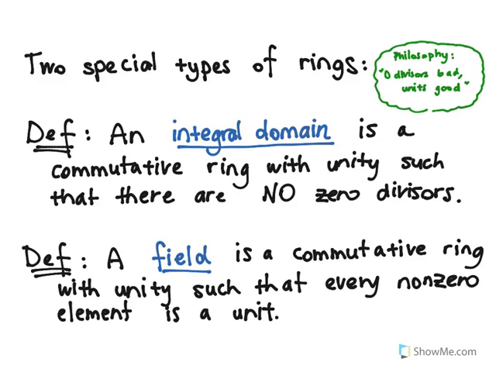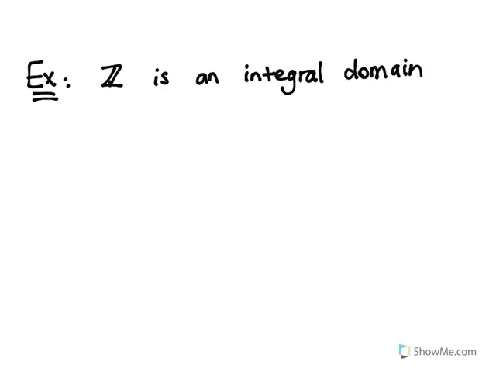So these are our two special types of rings. Let's look at some examples and non-examples of each. The prototypical example of an integral domain, and in fact I think this is probably the source of the name integral domain, is the integers Z, right? Because we saw in the example a couple of slides ago that Z doesn't have any zero divisors. That by definition is what makes it an integral domain.